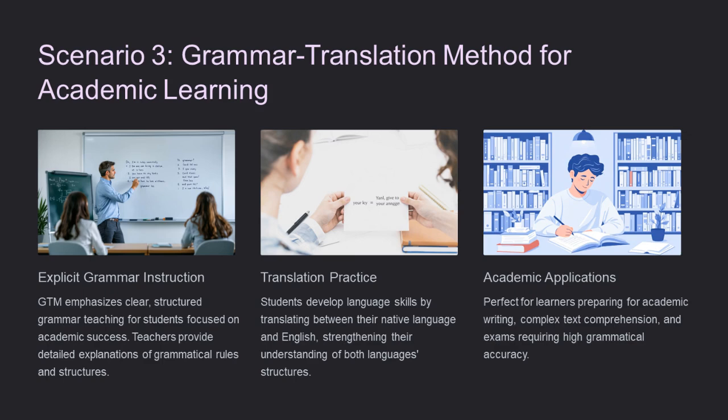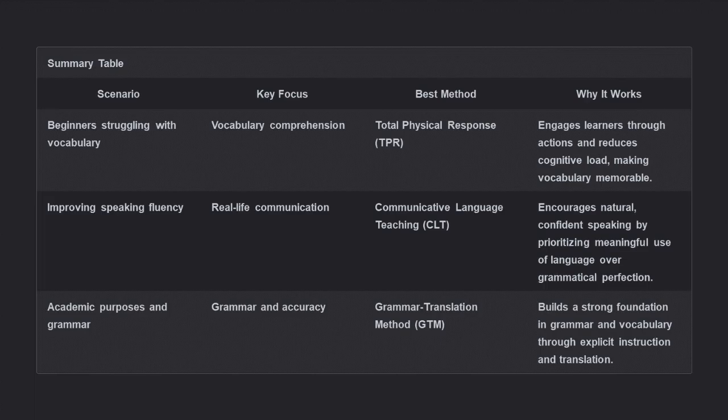Students develop language skills by translating between their native language and English, strengthening their understanding of both languages' structures. This method is perfect for learners preparing for academic writing and exams requiring high grammatical accuracy. The summary table highlights the key focus, best method, and why it works for each scenario.